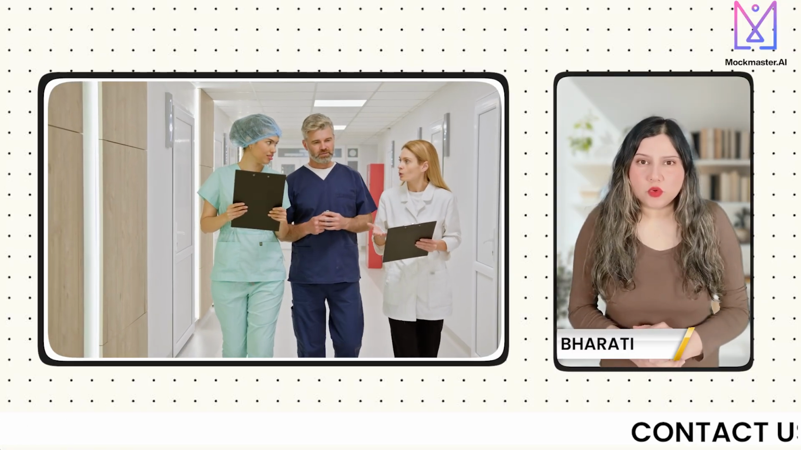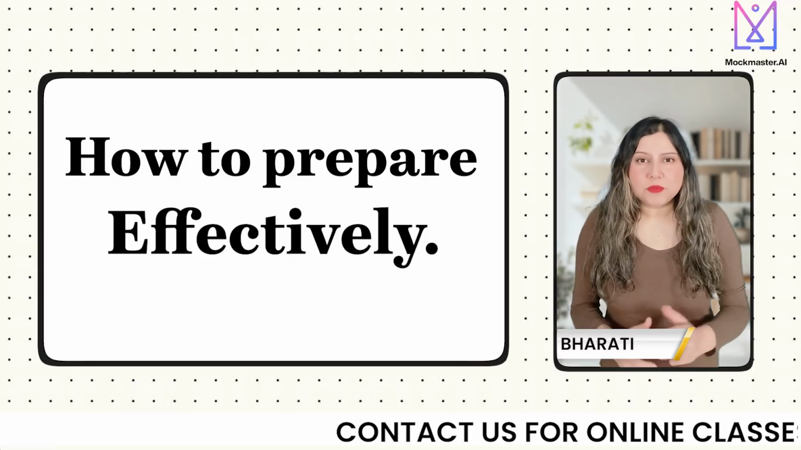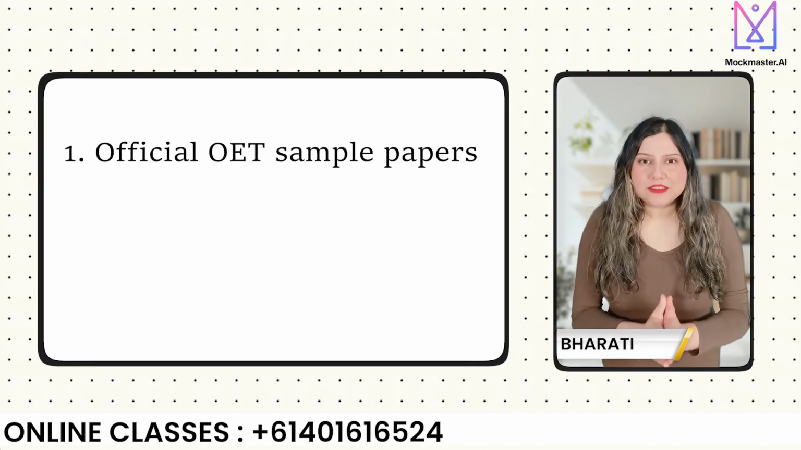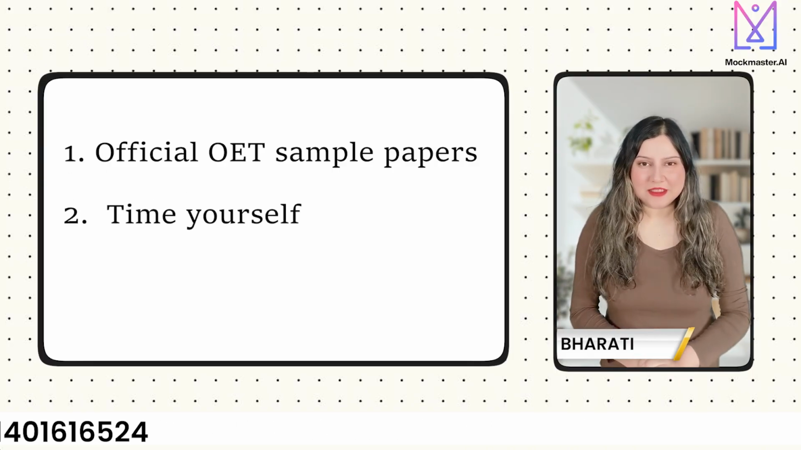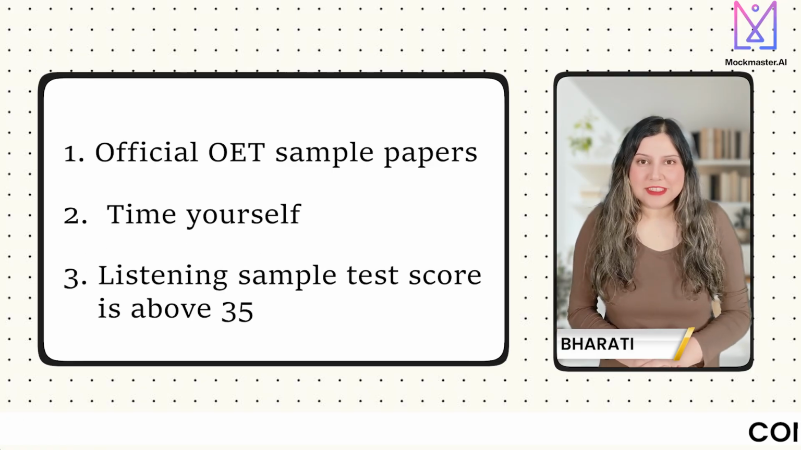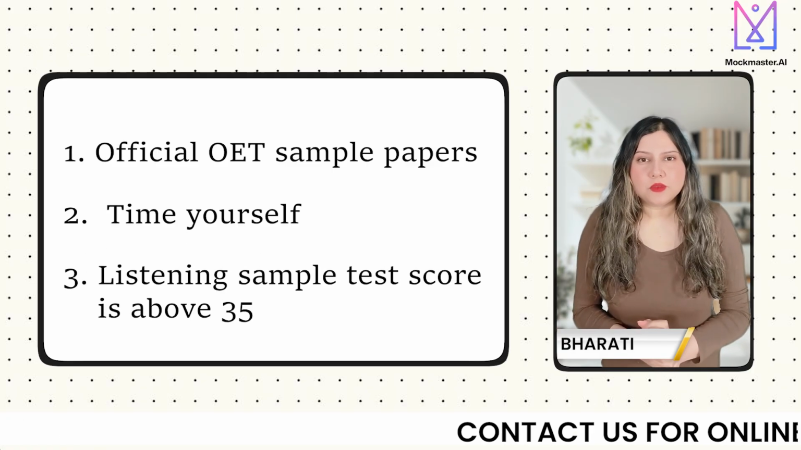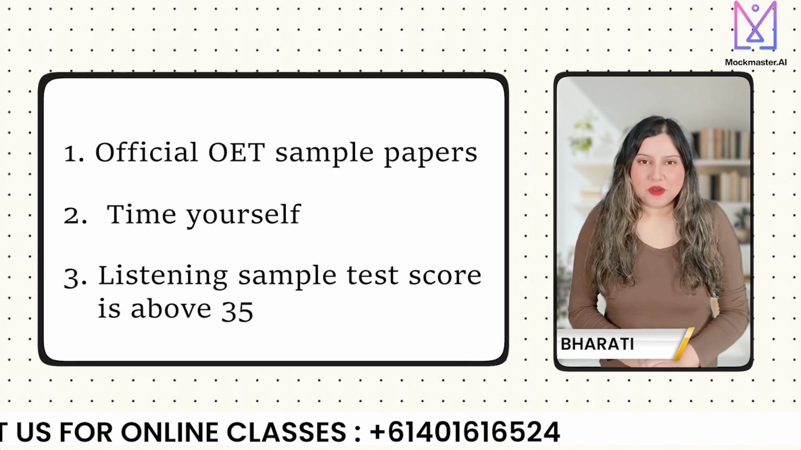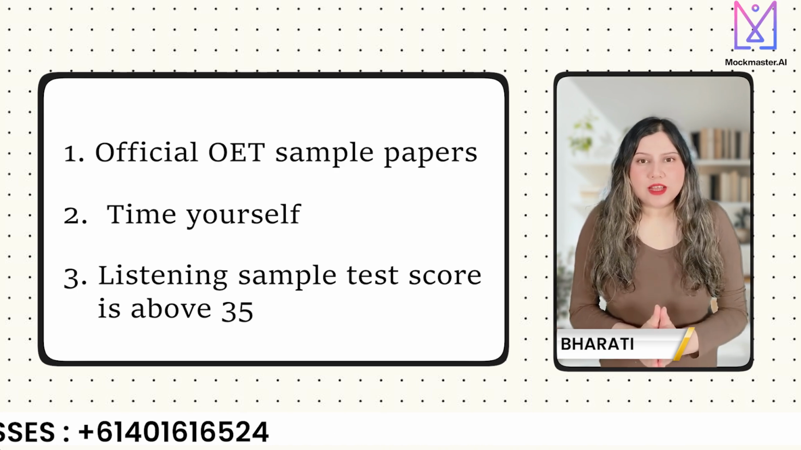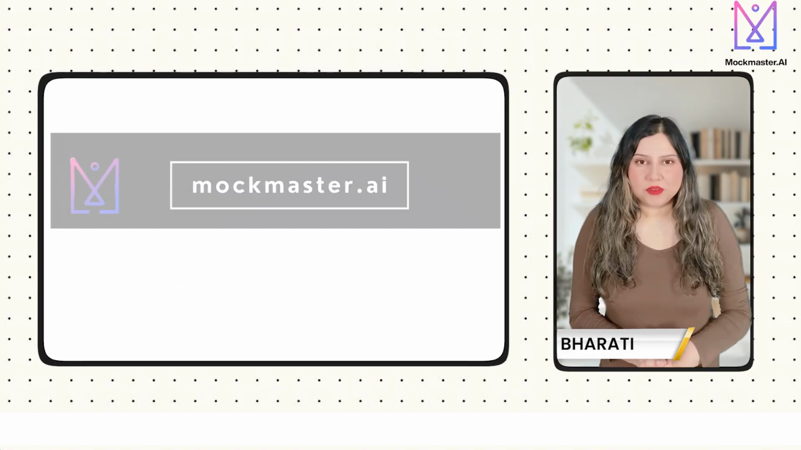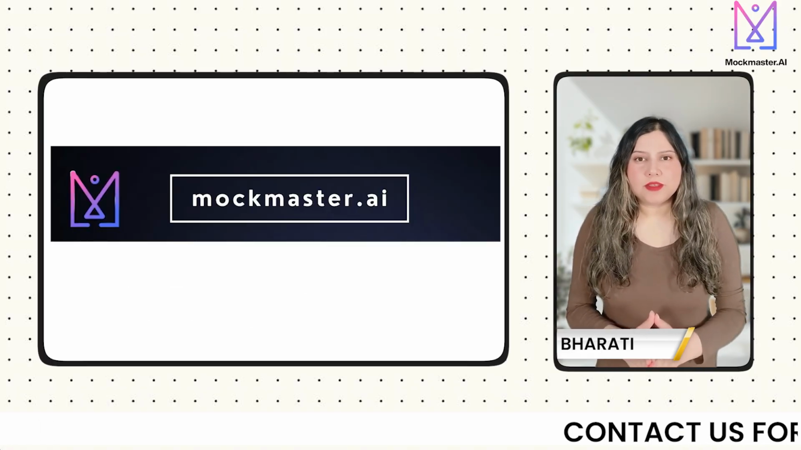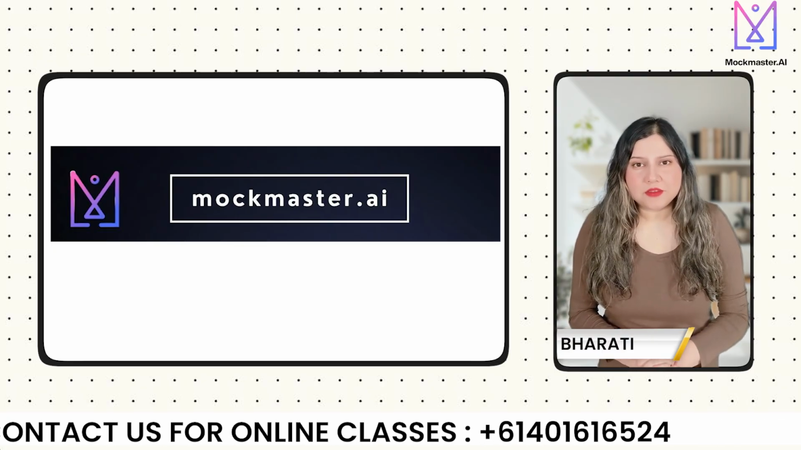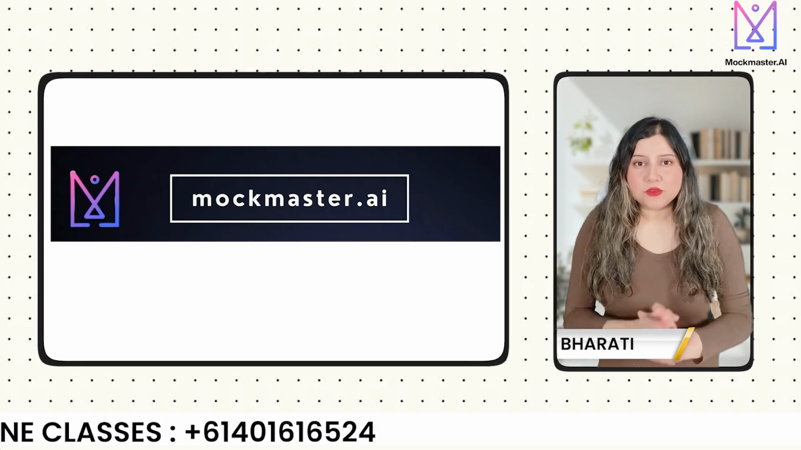Now that you know the OET structure, let's talk about how to prepare effectively. Start with official OET sample papers to get familiar with the test pattern. Time yourself and track areas where you struggle. If your listening sample test score is above 35, you might only need about a week of preparation. If it's below that, plan for around a month of focused study using high quality materials. For a realistic exam experience, try Mock Master mock tests. They replicate the real OET environment, helping you practice under timed conditions and analyze your performance before test day.